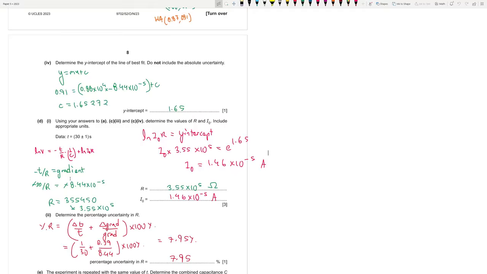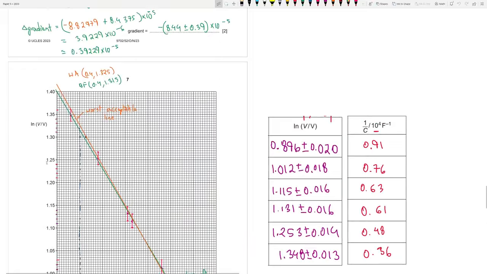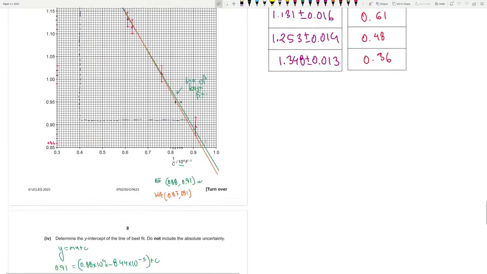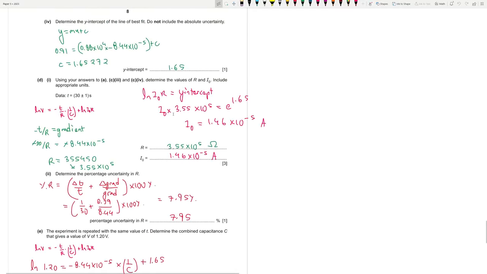So check if the y-intercept has any powers. It has no powers, okay, so we don't need to bring back anything. So I naught R is equal to e to the power y-intercept, and I naught equals e to the power y-intercept divided by the value of R that we just found. So I get a value of 1.46 times 10 to the power minus 5 amperes, the SI unit of current.